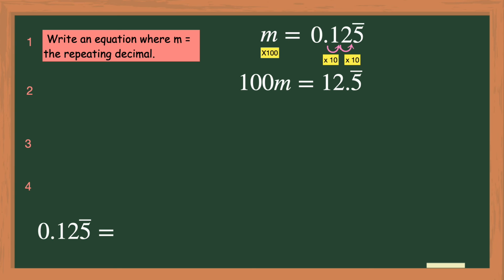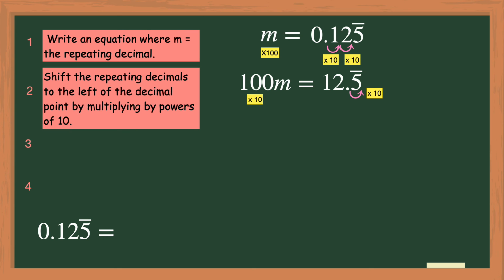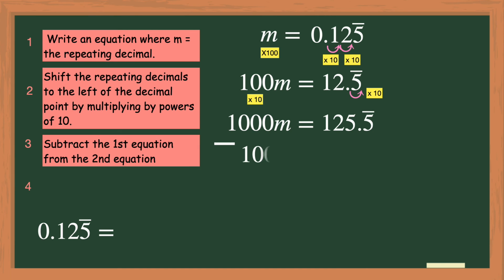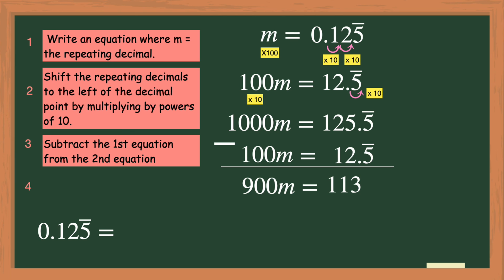Now we can move on to step 2. Shift the repeating decimal to the left of the decimal point by multiplying each side by 10, resulting in the equation 1000m equal to 125.5 repeating. Step number 3. Subtract 100m equals 12.5 repeating from 1000m equals 125.5 repeating, resulting in 900m equals 113.